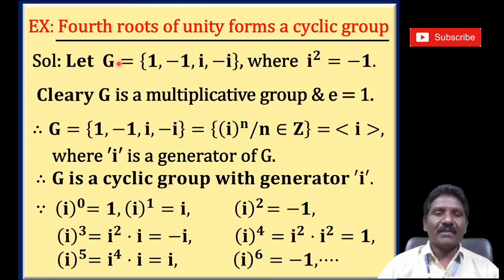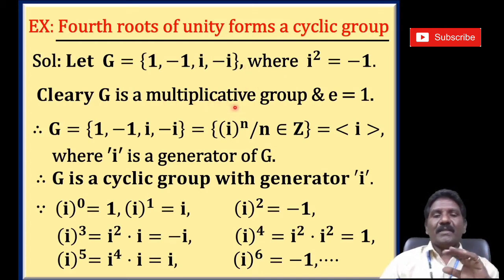Another example for a cyclic group. Fourth roots of unity forms a cyclic group with respect to multiplication. The fourth roots of unity are 1, minus 1, i, minus i, where i square equal to minus 1. Clearly, G is a multiplicative group with identity e is equal to 1. This is also a cyclic group with generator i.